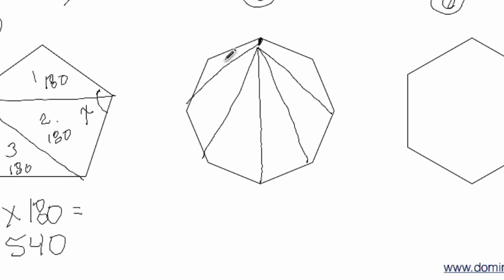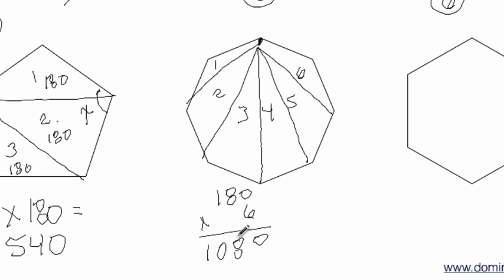Let's draw from one vertex to the other vertices. And how many do we have here? We have 1, 2, 3, 4, 5, 6 triangles. So what we have to do is 180 times 6. Now, it might be a little bit annoying, right? We don't necessarily have that math memorized, but the math becomes easy. 6 times 8 is 48. Carry the 4, that's 10. 1,080 degrees is the total for the sum of the interior angles of the octagon.